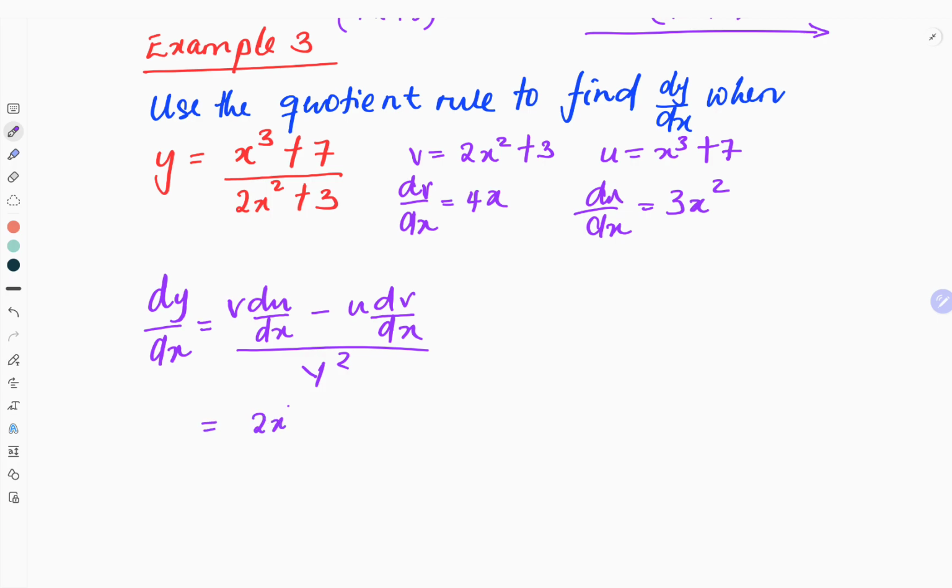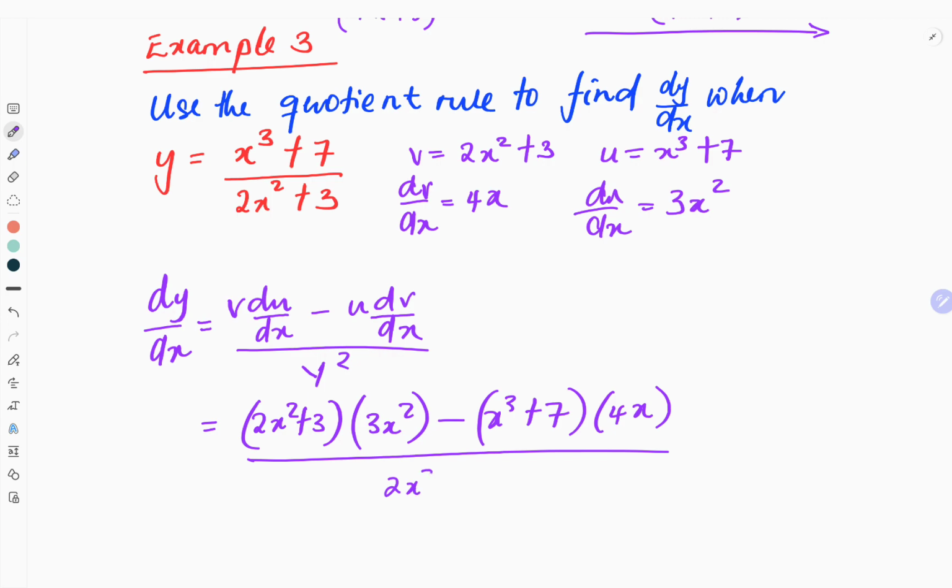And then we just do some simple substitution again. v is 2x squared plus 3 multiplied by du dx, which is 3x squared, minus u, which is x cubed plus 7, multiplied by dv dx, which is 4x, then all divided by 2x squared plus 3, then squared.